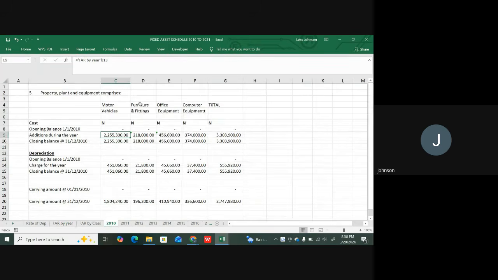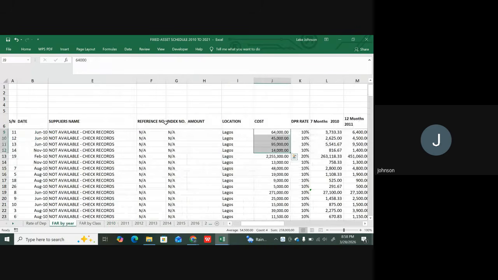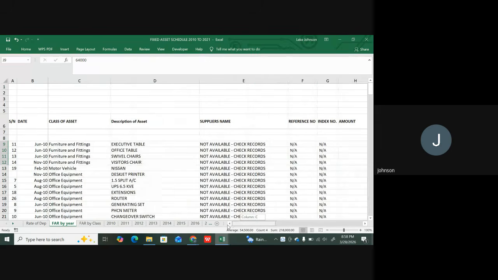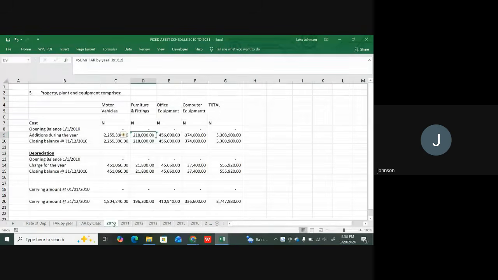Then the next thing, for furniture and fittings, they also picked it. So let's go and check what they picked. For furniture and fittings, they summed things. Look at what they summed. They summed all these things, and let's now come to the front to see what they are summing. They are summing all the furniture and fittings because they are here. They summed all of them together, and that is what they put over here as the addition. Office equipment is the same thing. Then computer equipment is the same thing.